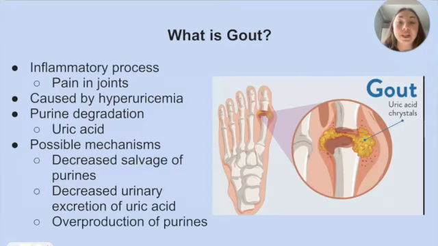Gout is an inflammatory condition that causes pain and swelling in the joints. Flares begin in the lower extremities. Gout is caused by hyperuricemia, or increased levels of uric acid. Increased uric acid is released as an end product in purine degradation. There are many mechanisms through purine degradation that can cause gout, such as decreased salvage of purine, decreased urinary excretion of uric acid, and overproduction of purines.